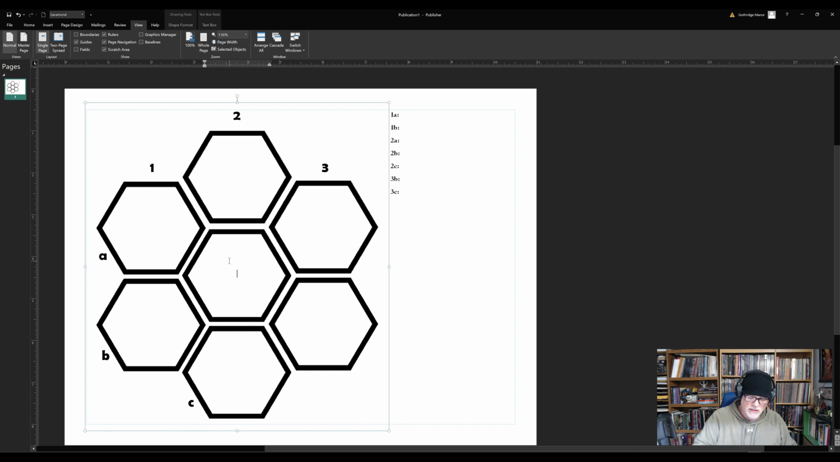So our starting hex, let's see what we got here. So it is Scrubland in the middle.